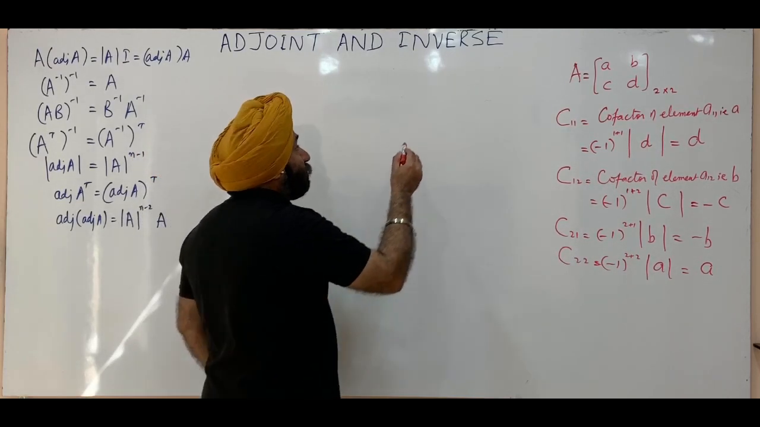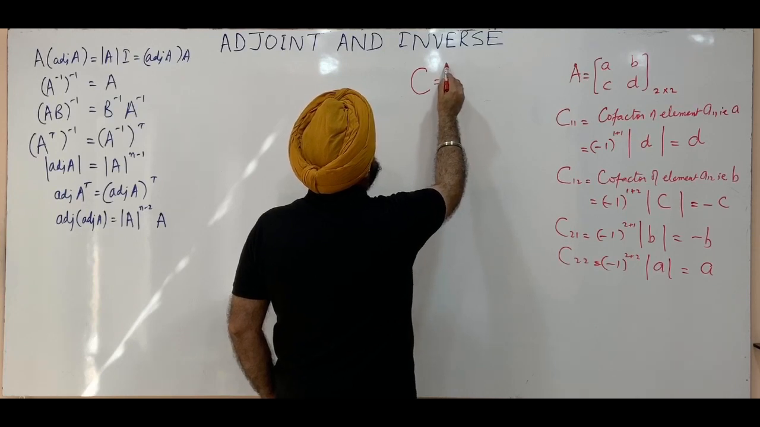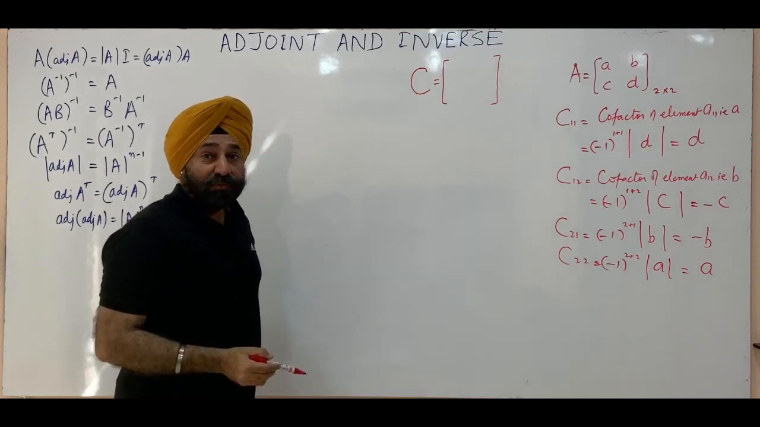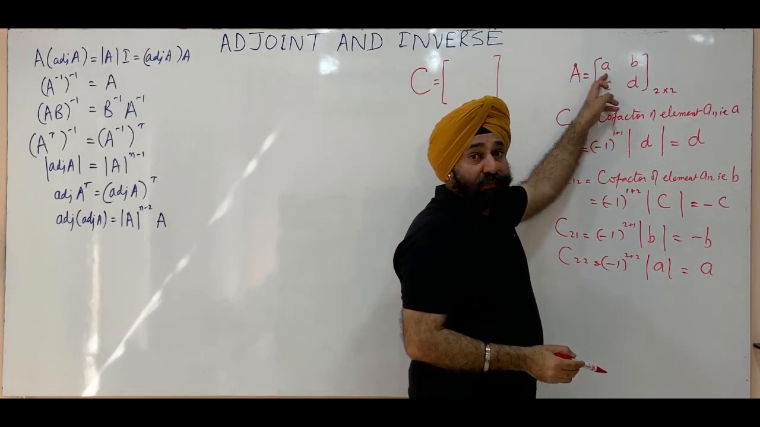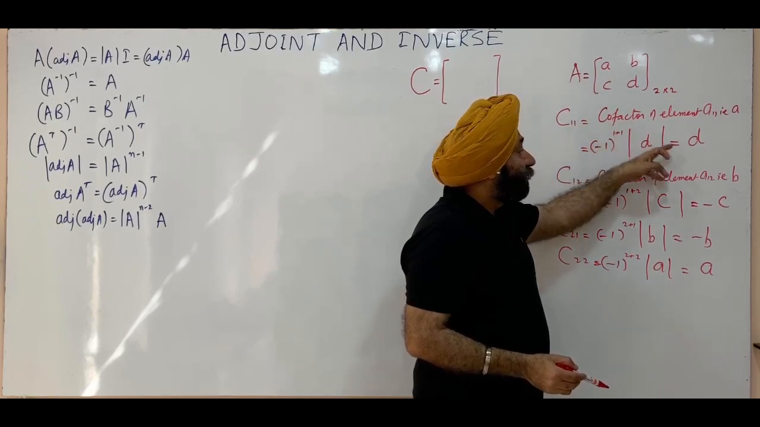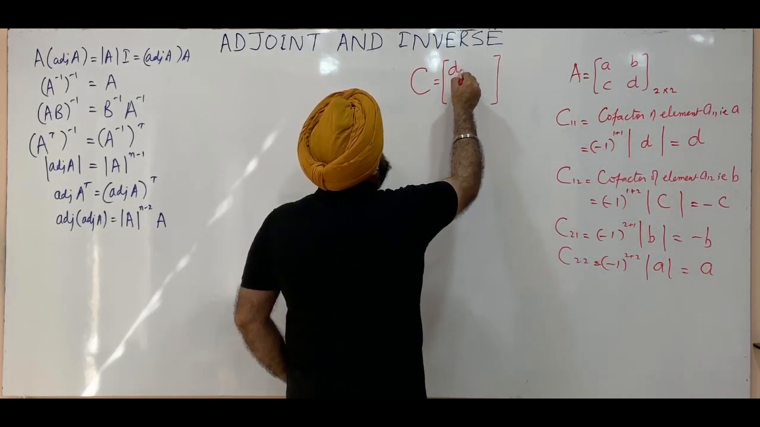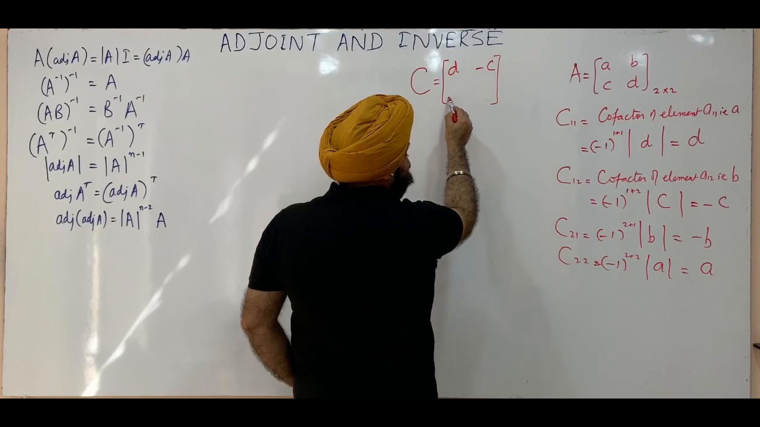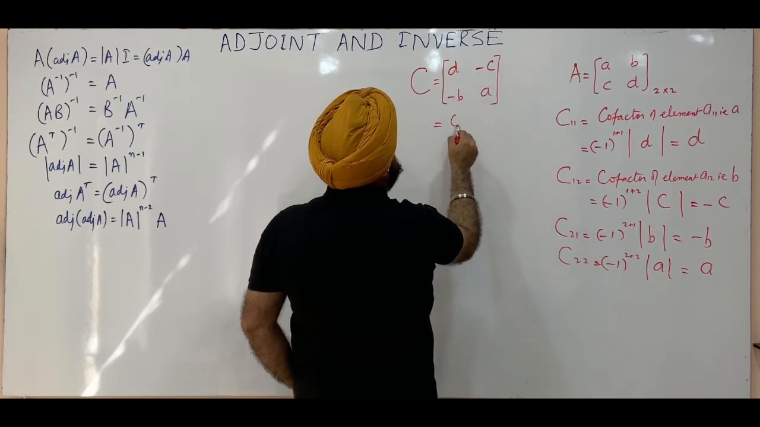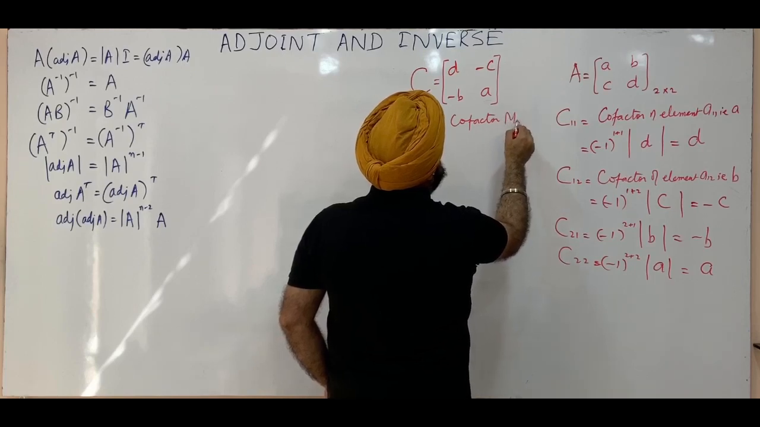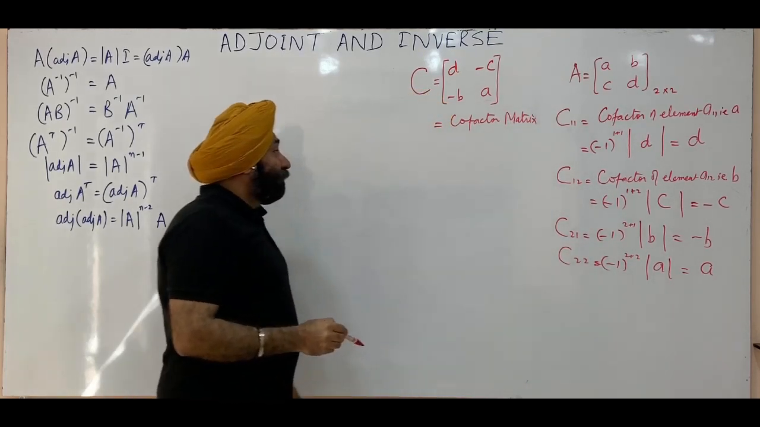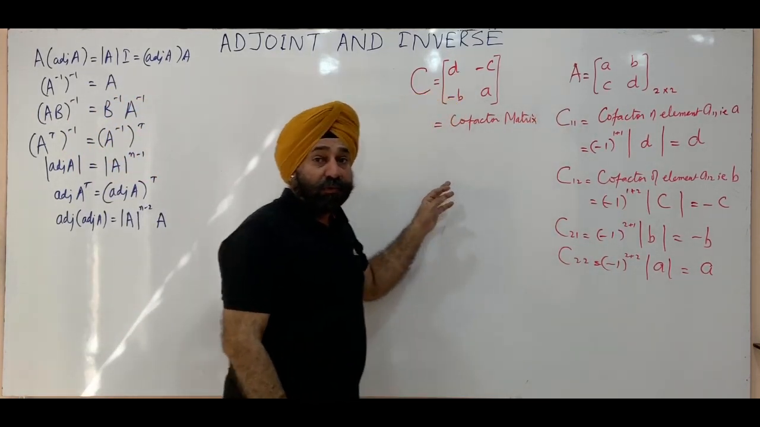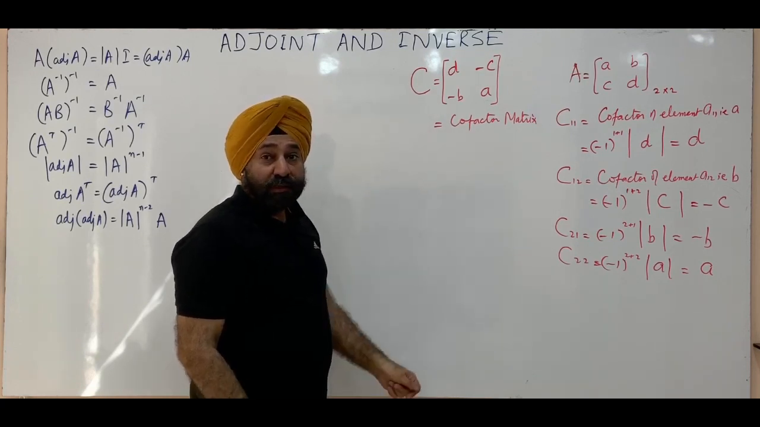Now let us understand what is a cofactor matrix. So we write C as the cofactor matrix. We have to replace each element of A by its respective cofactor. So that means in place of a, we'll write d. In place of b, it's minus c. And minus b here, and this is a. This is the cofactor matrix, the matrix obtained by replacing each element of matrix A by its respective cofactor.